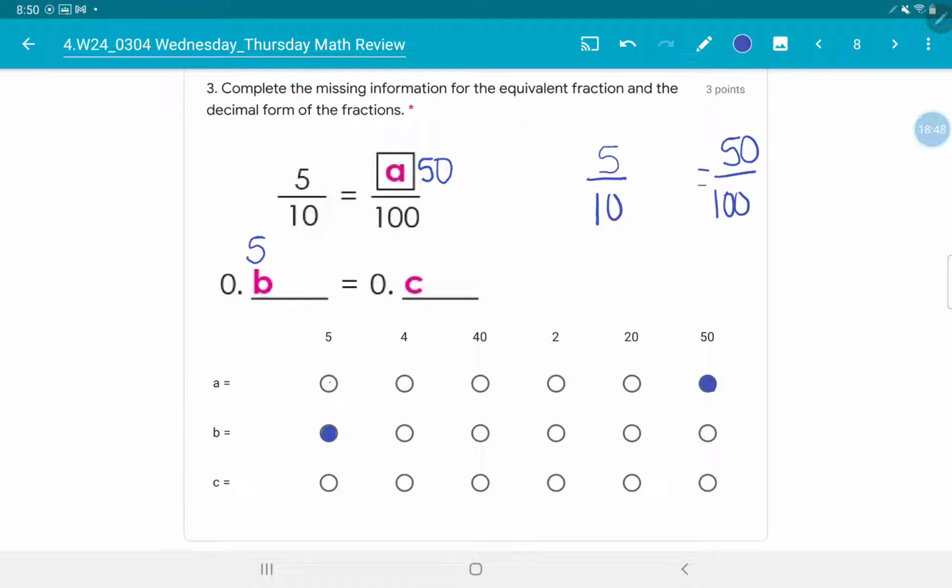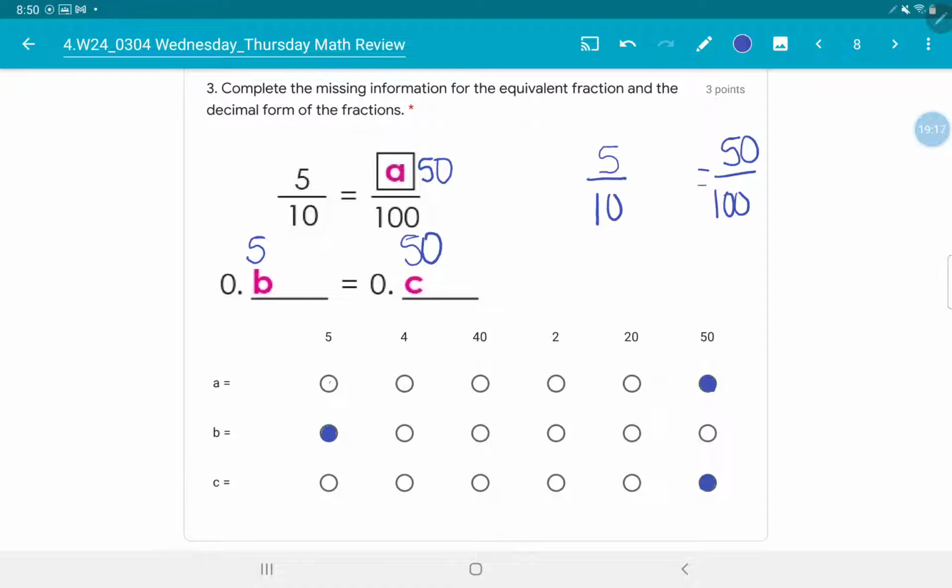For C, we need to write 50 hundredths as a decimal. How would I do that, Christopher? You put a 50 on C. Well, yeah, we would have 0 wholes, decimal point, 5 tenths, and 0 hundredths equals 50 hundredths. So C is also 50.